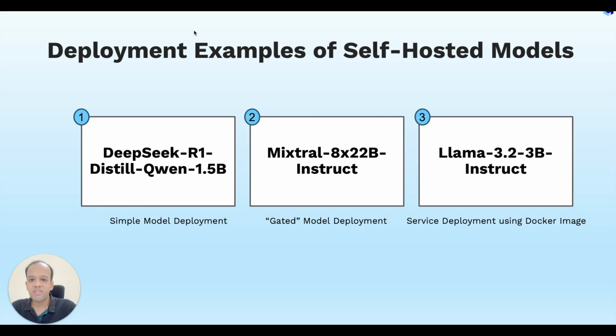Now let's see the plan for today. We will have 3 examples of deployment of self-hosted models. The first one is we will deploy DeepSeek R1 distilled version where the student model is Qwen 1.5 billion. We'll use the model deployment feature to do this. Then we will also use the model deployment feature to deploy another model, Mixtral 8x22 billion, which is a mixture of experts model. And because this is gated, we will see how to use the secret store feature within TrueFoundry. And finally, we will use the service deployment with a vLLM Docker image where we will basically deploy Llama 3.2 3 billion instruct model. So this is the plan for today. Now let's dive in and let's get started.